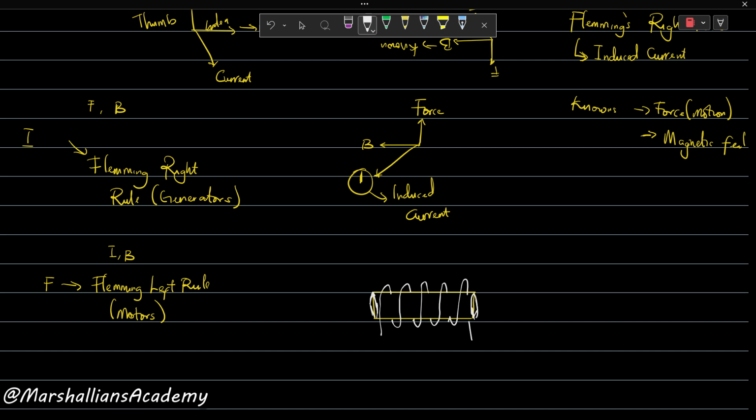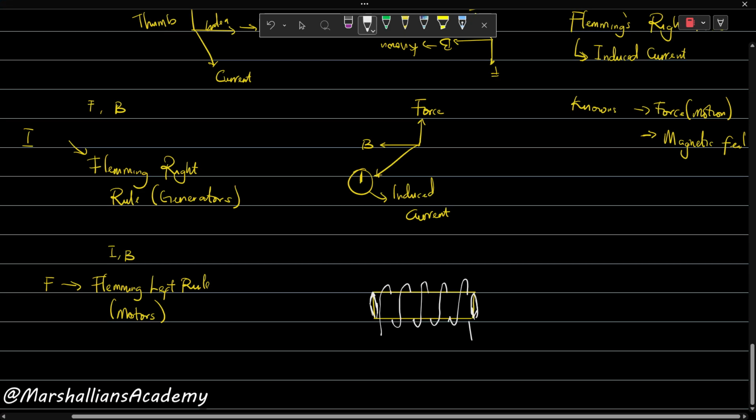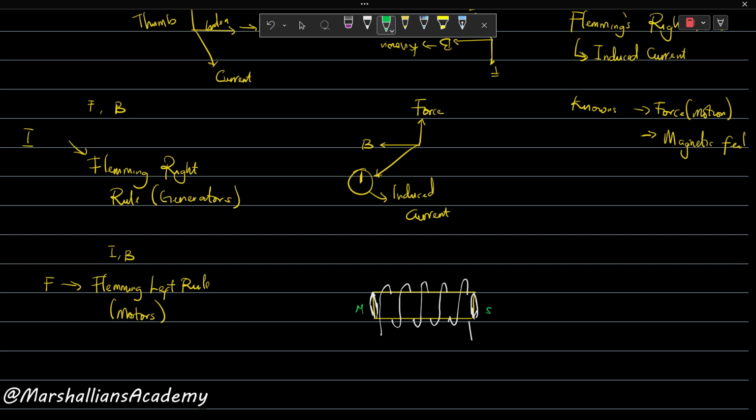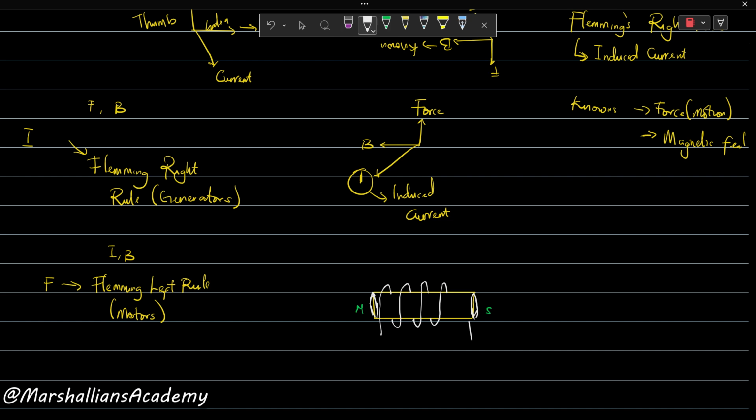The question is, what determines the polarity at the end of this magnet? Polarity means where is north and where is south. And don't forget, what will determine the polarity of this magnet is very, very easy. It's just the flow of current. You know that before, right? It's how the current will flow that will determine the polarity. You are using your right hand grip rule here.